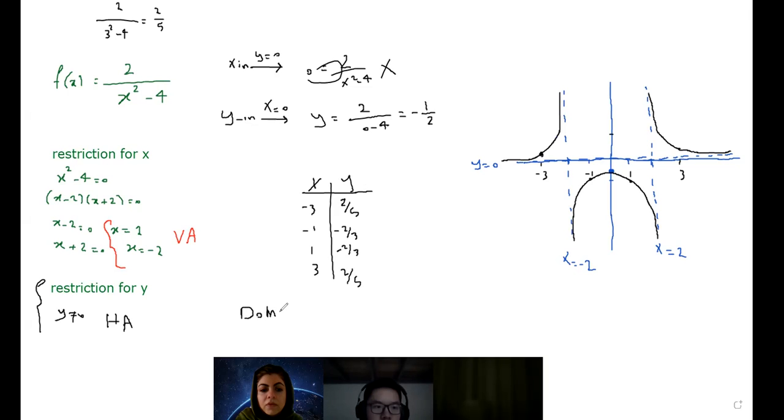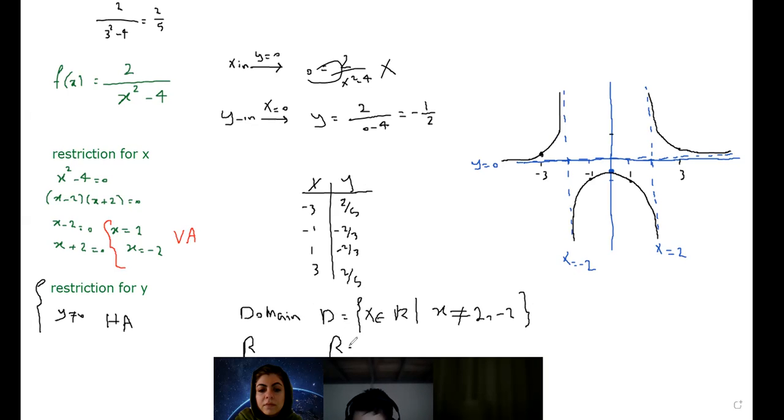Okay, thank you. Domain. The domain is the restriction for x. D is equal to x belongs to the real values. x cannot be 2 and negative 2. These are the restrictions. For the range, y belongs to the real values. Y cannot be 0.